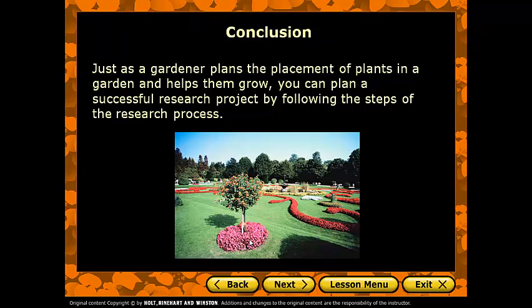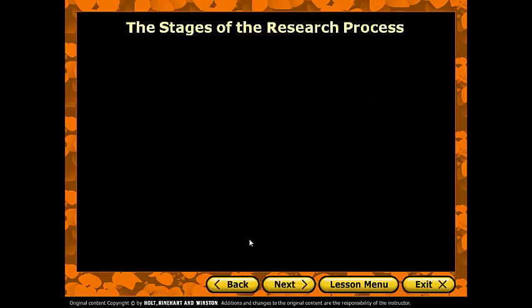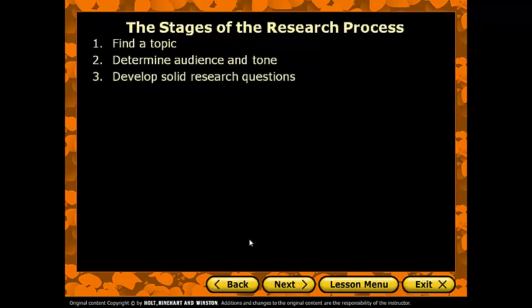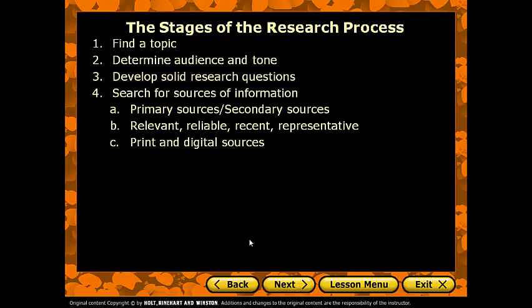So just as a gardener plans the placement of plants in a garden and helps them grow, you can plan a successful research project by following the steps of the research process. And let's look at those steps. We had finding a topic. We had determining audience and tone. We had developing a solid research question. We had searching for sources of information, both primary and secondary, digital and print, that are relevant, reliable, recent, and representative.